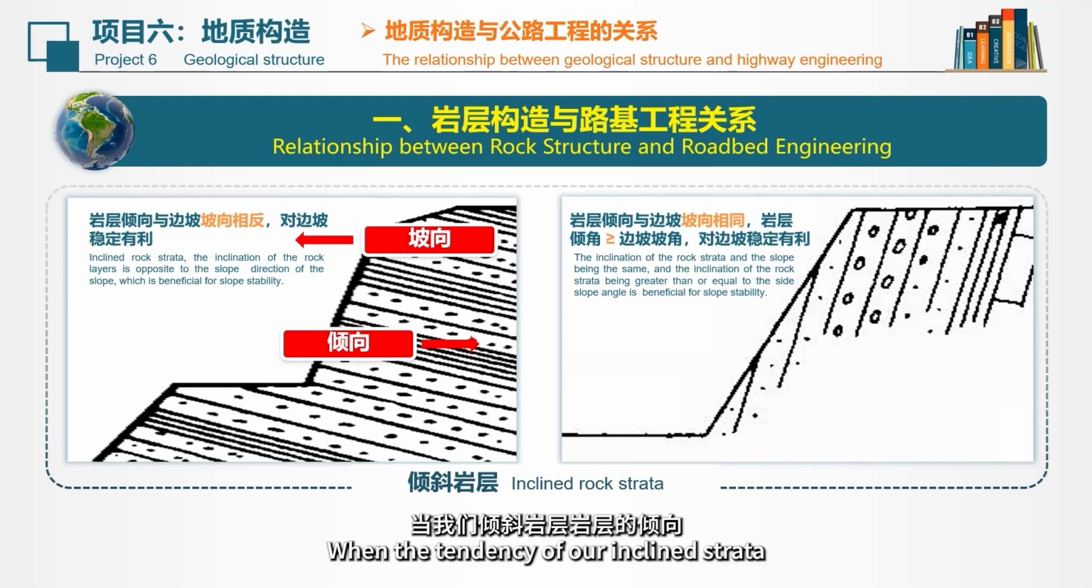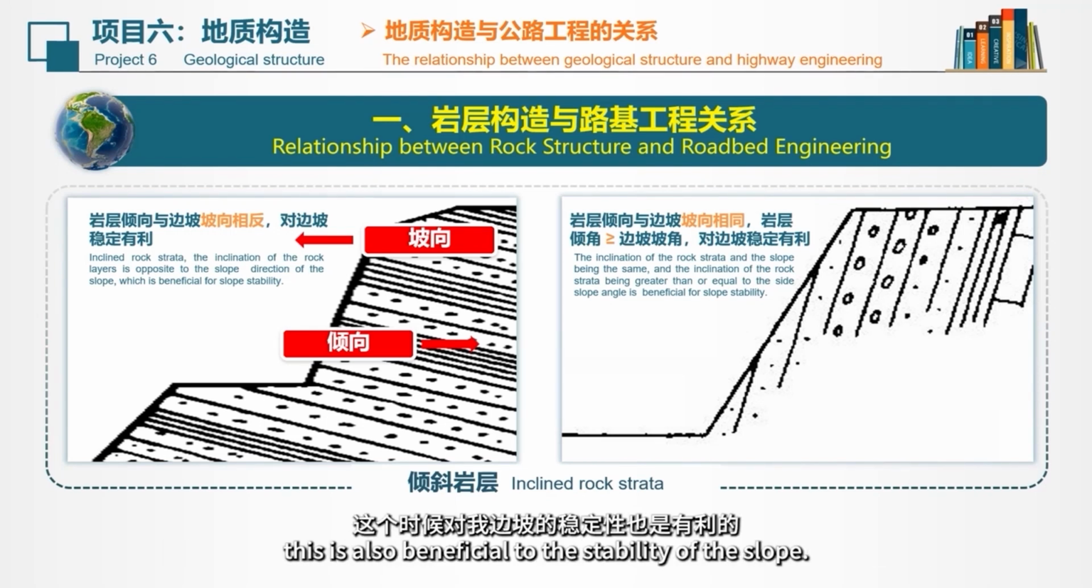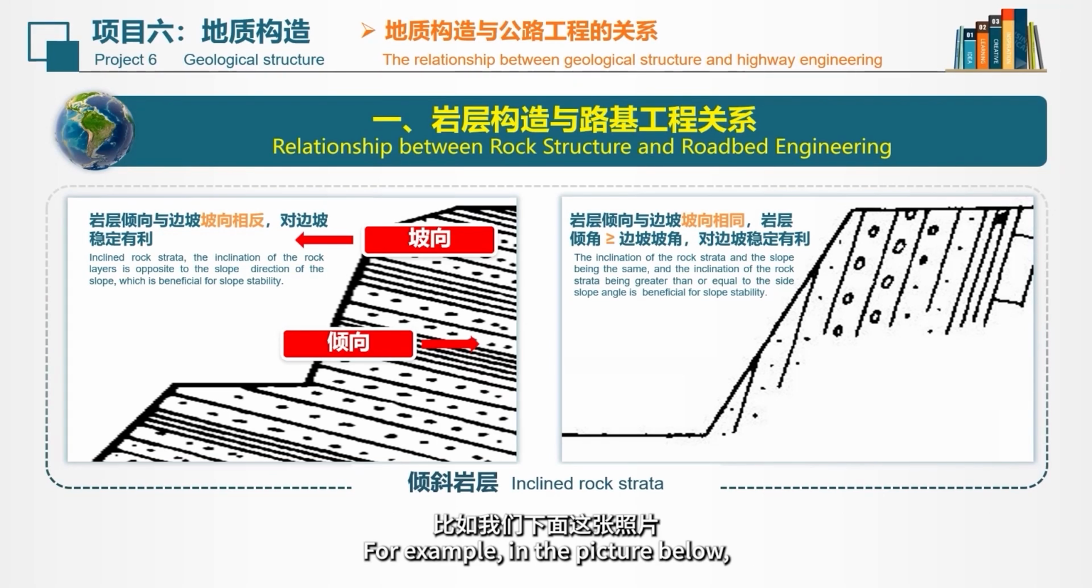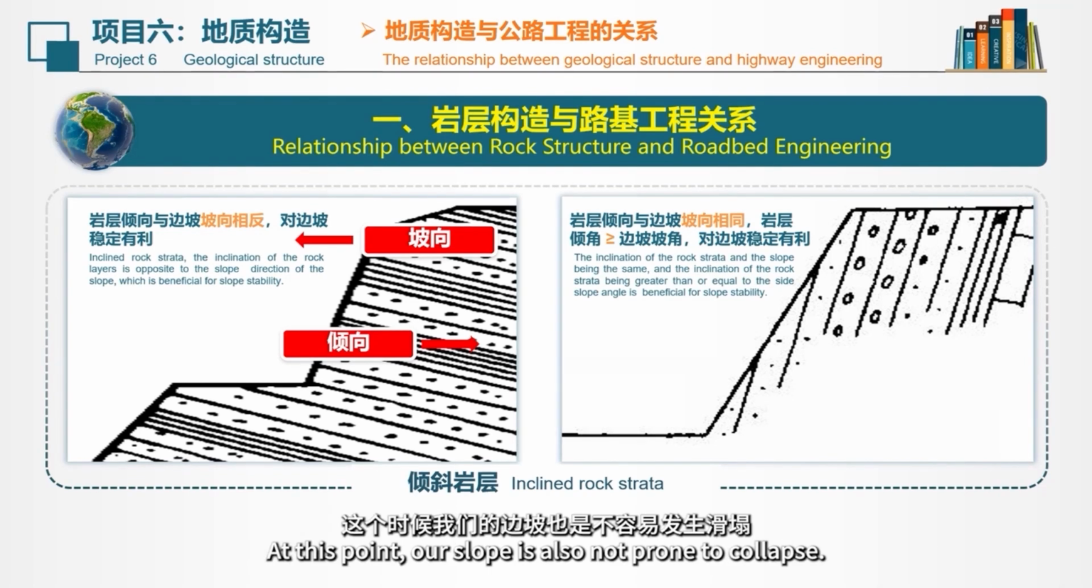When the tendency of our inclined strata is the same as the slope direction of our slope, if the dip angle of the strata is greater than the slope angle of our slope, this is also beneficial to the stability of the slope. For example, in the picture below, the tendency of the strata is to the left, and the slope direction is also to the left, but the dip angle of the strata is greater than the slope angle of the slope. At this point, our slope is also not prone to collapse.